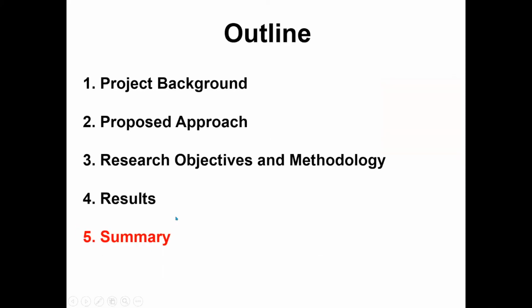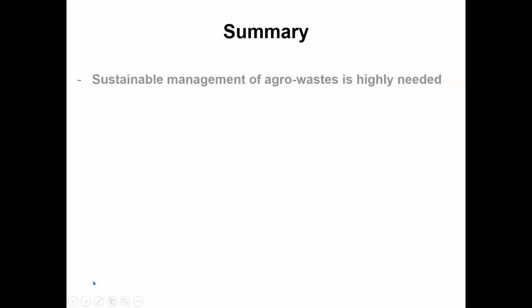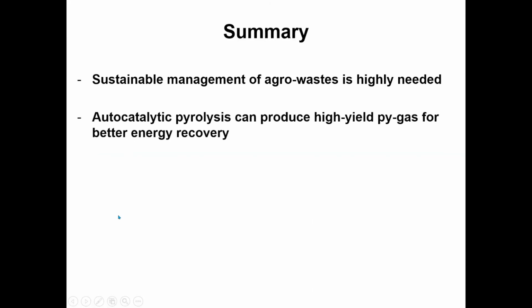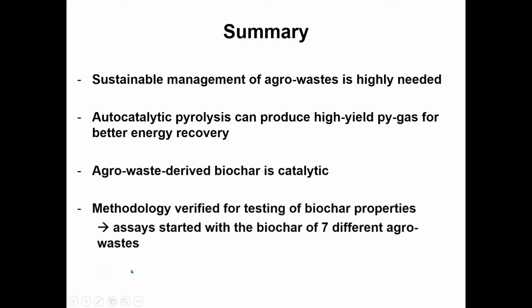So finally, I'll give you a conclusion of our project. Sustainable management of agricultural waste is highly needed, and the autocatalytic process can produce high yield biogas for better energy recovery. Agricultural waste-derived biochar is catalytic, and the methodology is already verified by Isolde for testing of biochar properties. She's going to do the assays with the biochar we just made from 7 different agricultural wastes.